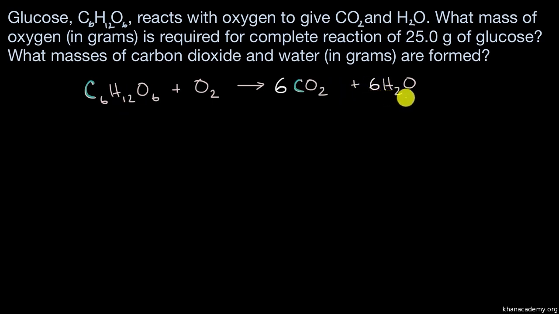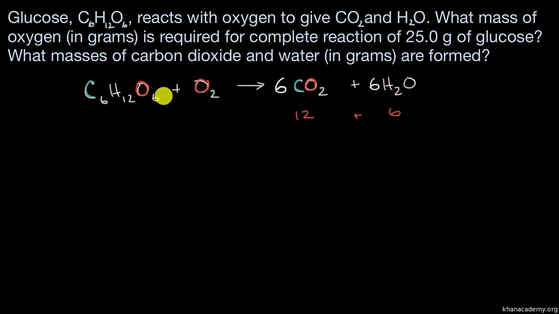And now, last but not least, let's think about the oxygens here. On the left, we have 6 oxygens there and then another 2 oxygens there, so that's a total of 8 oxygens. And on the right, I have 6 times 2, which is 12, plus another 6 oxygens. So I have 18 oxygens on the right-hand side and I only have 8 oxygens on the left-hand side. So I have to increase the number of oxygens on the left-hand side.